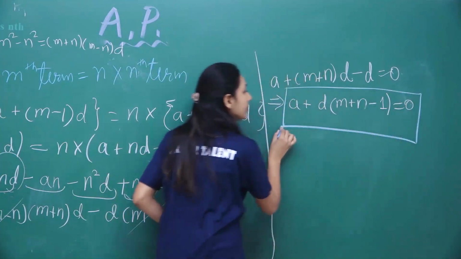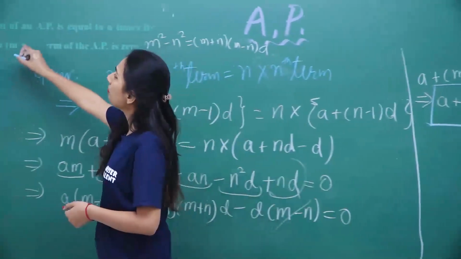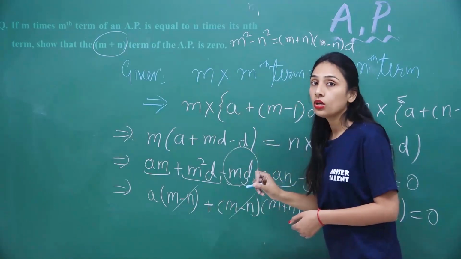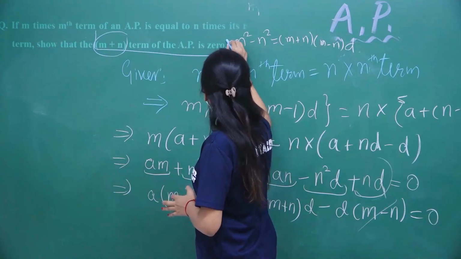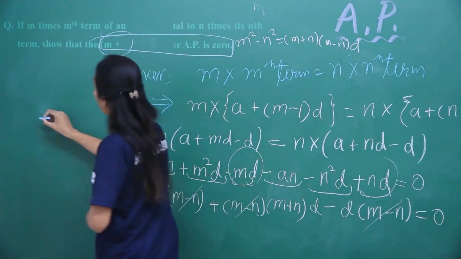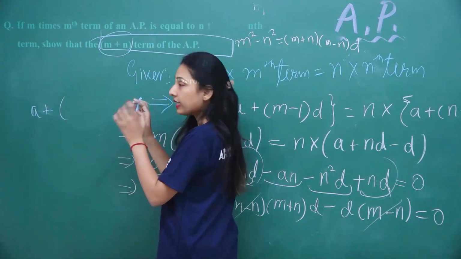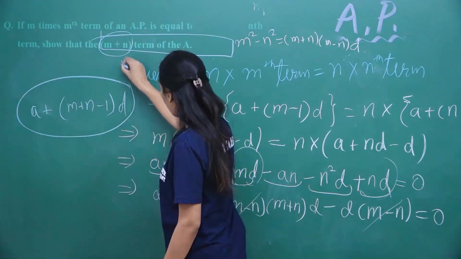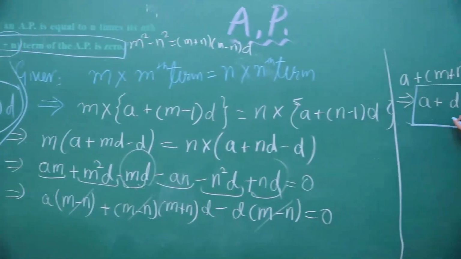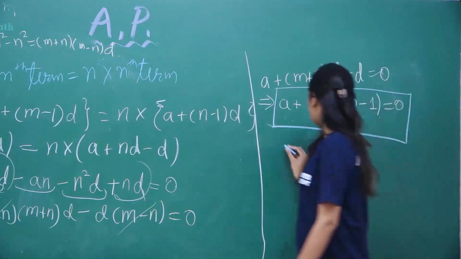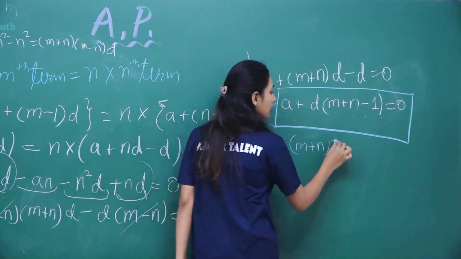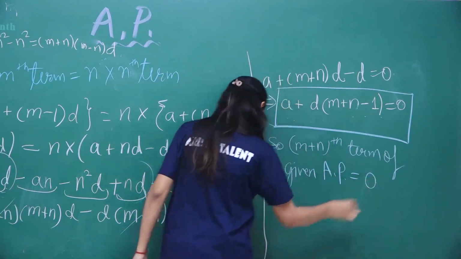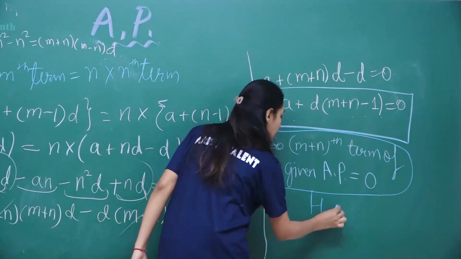Now this is our result. And now see what the question is asking: if m times the mth term of an AP is equal to n times its nth term, show that the (m plus n)th term of the AP is 0. So the (m plus n)th term is what? a plus (n minus 1) d. In the place of n, I have m plus n, so a plus (m plus n minus 1) multiplied by d. This term should be equal to 0 according to my question. So here I have a plus d times (m plus n minus 1) equals 0. So the (m plus n)th term of the given AP is equal to 0. Hence proved.